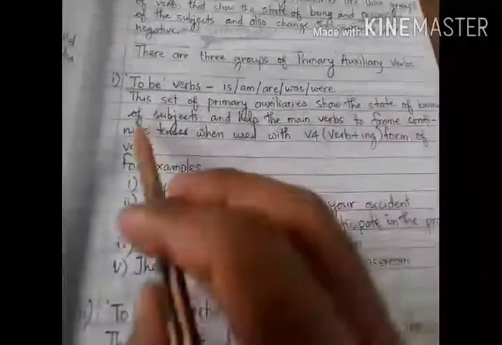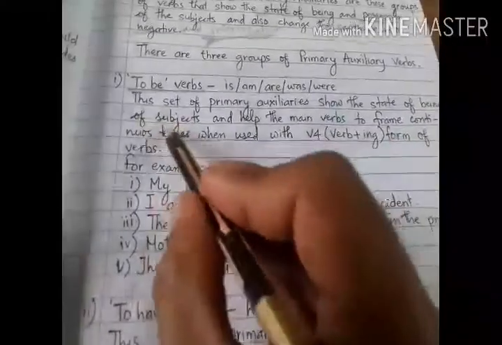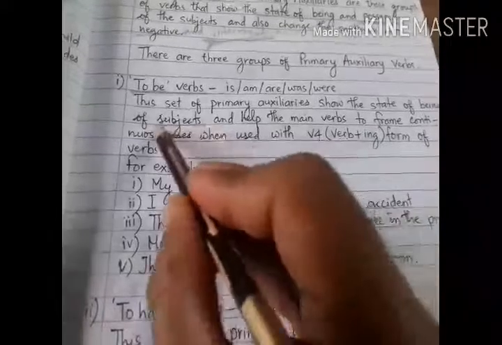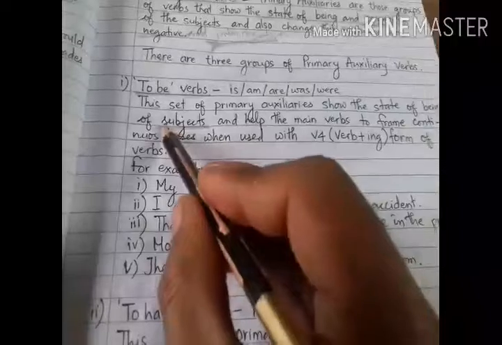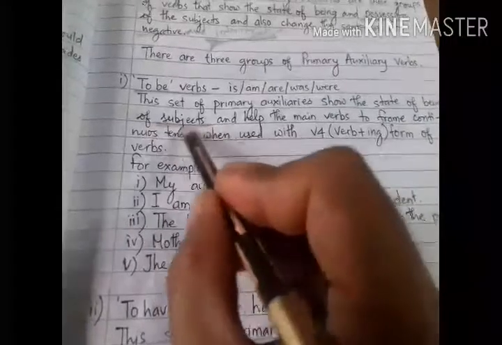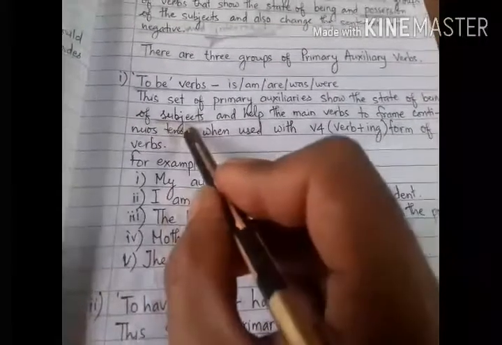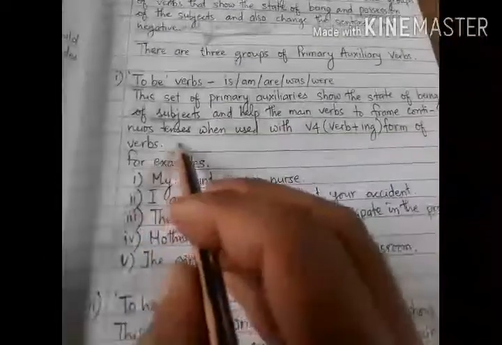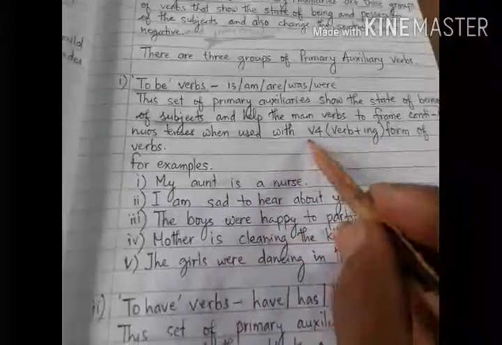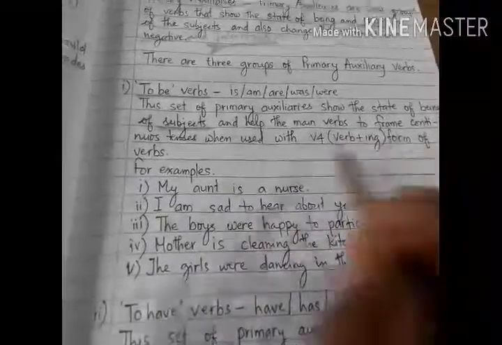So the state of being of subject. State of being of subject means noun और pronoun जिसके बारे में हम बात करते हैं वो क्या है, कैसा है, कहाँ है. We can change it into past also. क्या था, कैसा था, कहाँ था, कौन था, all these. Okay, and help the main verbs to frame continuous tenses when used with V1 form, that means verb plus ing form of verbs.